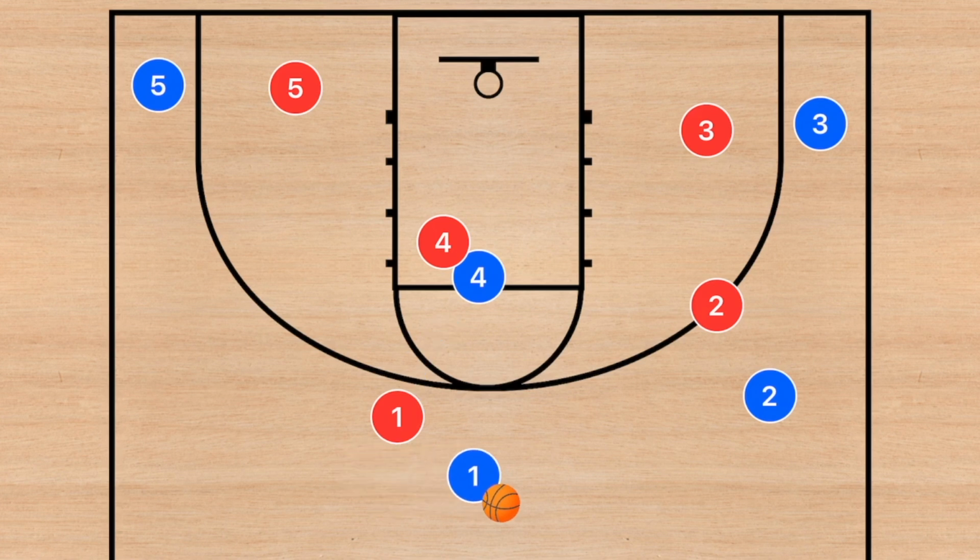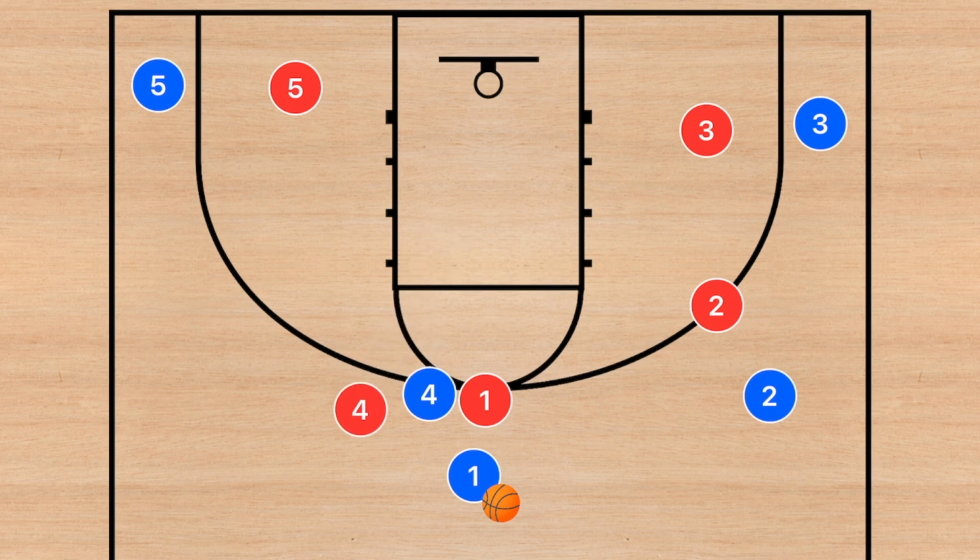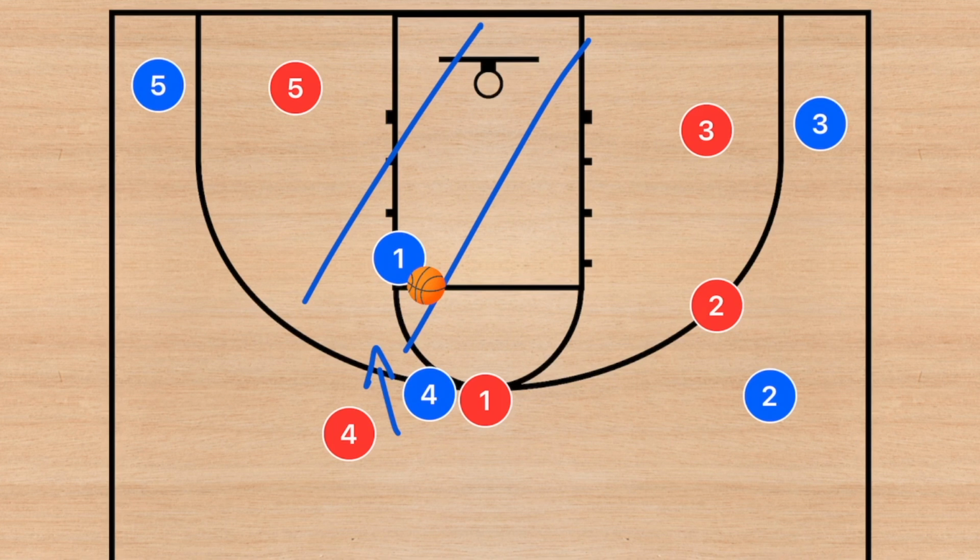However, the issue with it is this. If player 4 goes just a bit too high, player 1 can split and has the whole lane to the basket to himself. So you have to make sure that player 4 red doesn't go up too high, or else he's going to get split and player 1 is going to be able to go downhill to the basket.